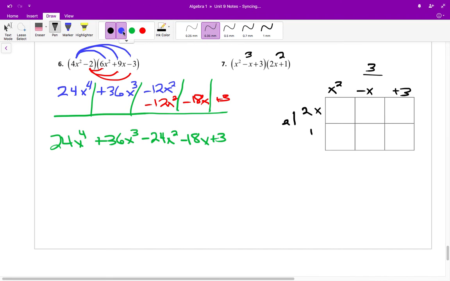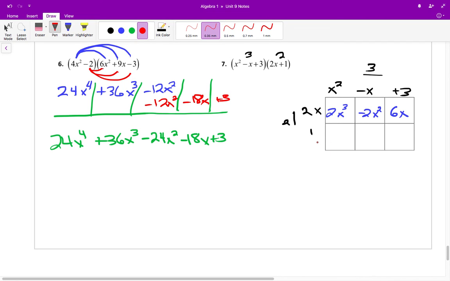Now, as you go through and multiply, you're taking 2x and multiplying by x squared to get the area of this box here. The 2 has nothing to multiply with. X multiplied by x squared is x cubed. And then find the area of the next box. So 2x multiplied by negative x: 2 multiplied by a negative is negative 2, and x multiplied by x is x squared. And then for the last one, 2 multiplied by 3 is 6, and then keep x with it, so 6x.